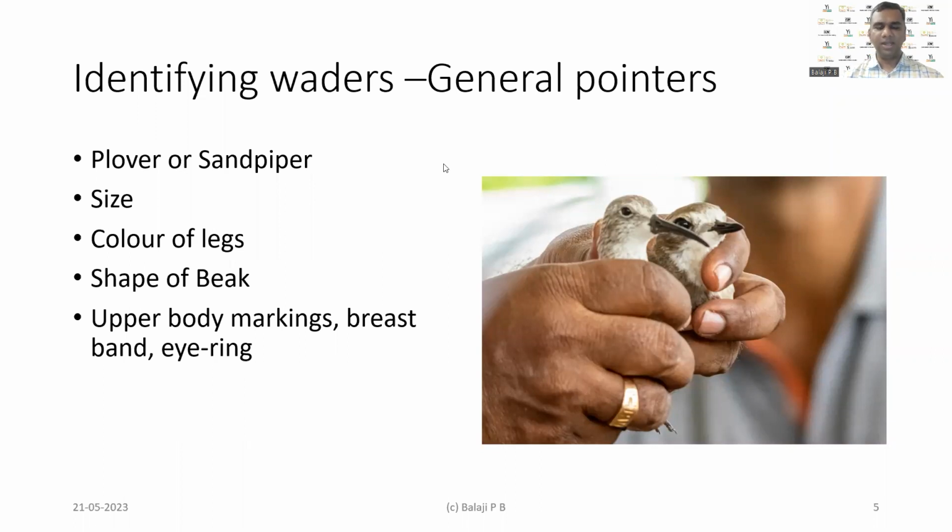Excuse me. So the other things that we need to look at in the birds are the size of the bird, whether it's a small bird, a medium-sized bird or a large bird. The color of the legs is very critical in trying to identify waders. The shape of the beak, whether it's a straight beak, a curved beak, an upturned beak, or a downcurved beak, will all be very critical. Some of the upper body markings, breast band, and eye ring would be very critical in identifying some of the difficult species. So let's get into the presentation now.